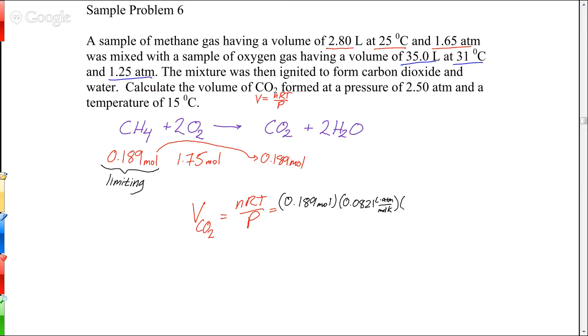and T, temperature 15 degrees C, which is 288 K, I think, right? Yeah. And all that divided by the pressure, which is 1.25 atmospheres. Oh, you're right. Sorry, I was looking at the other number. 2.50 atmospheres. So that's 0.189 times 0.0821 times 288 divided by 2.50. So I get that the volume is 1.79 liters. Look right?